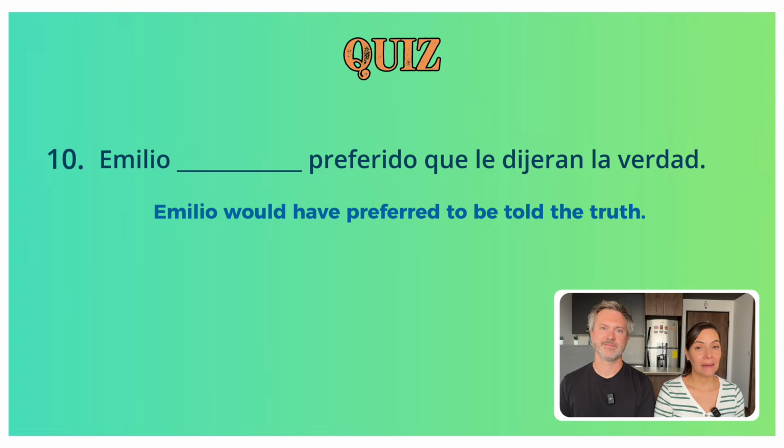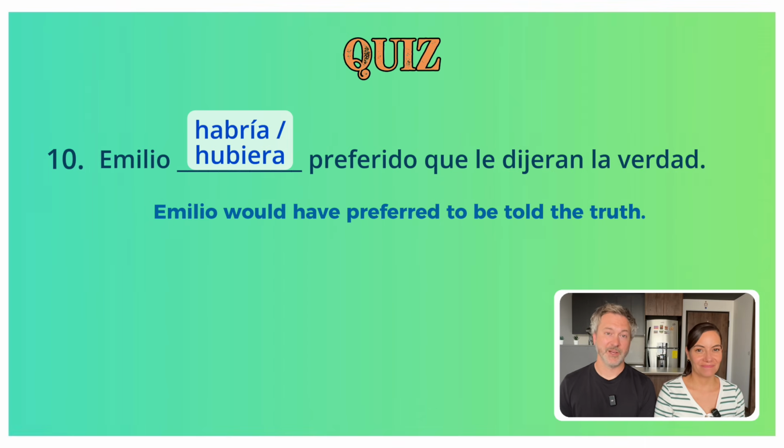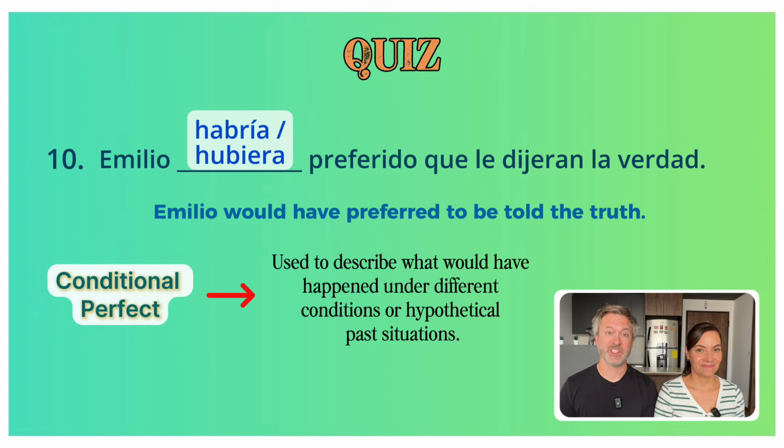Emilio blank preferido que le dijeran la verdad. Emilio habría o hubiera preferido que le dijeran la verdad. So this one is a little bit of a trick. So you're gonna want to use the conditional habría to say what someone would have preferred. Now, in spoken Spanish, especially in Mexico, you're also gonna hear hubiera in this case as well.